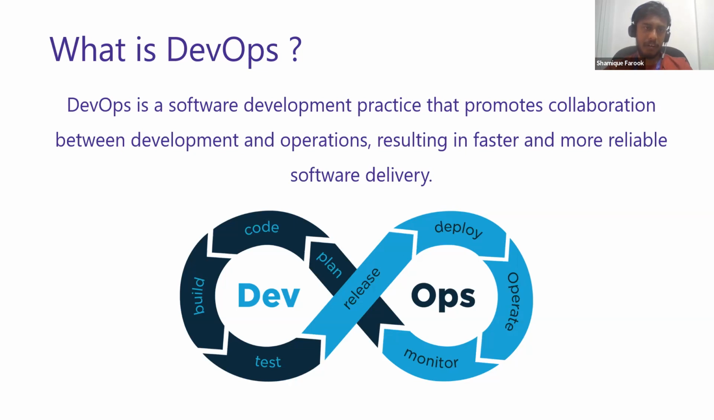I have put the DevOps lifecycle here. On the development side, we usually start from planning, and then we do the coding, then build, and then testing. On the operational side, we have release, deployment, and operation, and finally monitoring. So that is a bit of an idea about the DevOps concept.